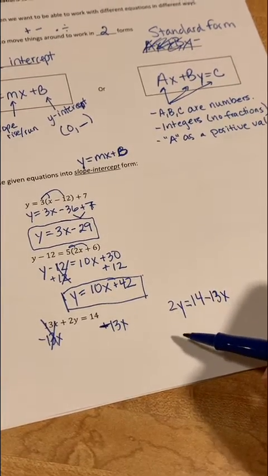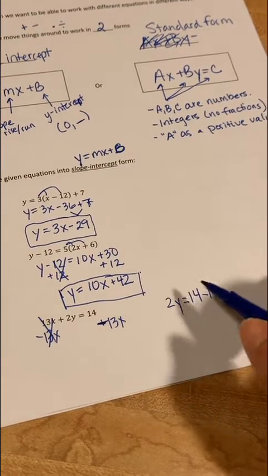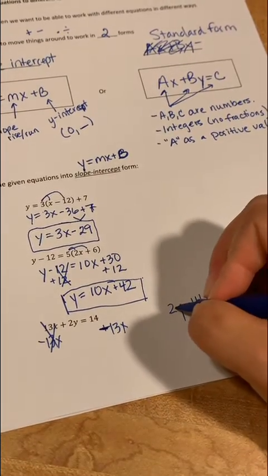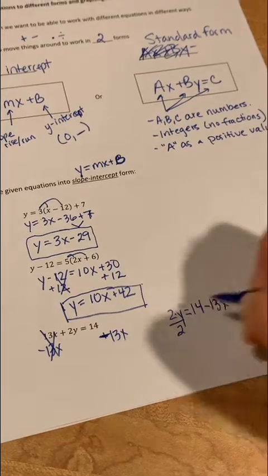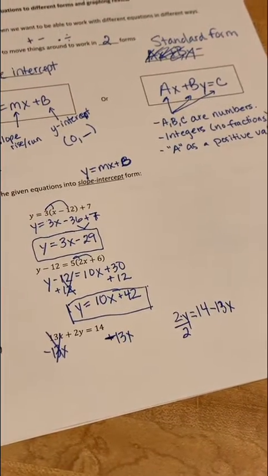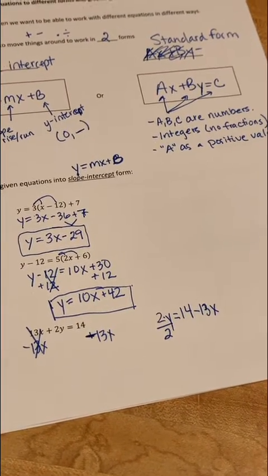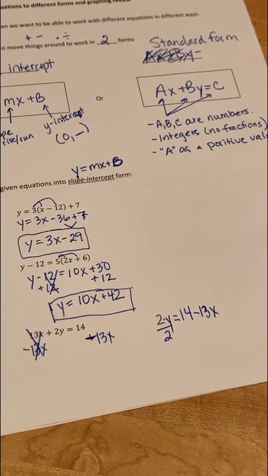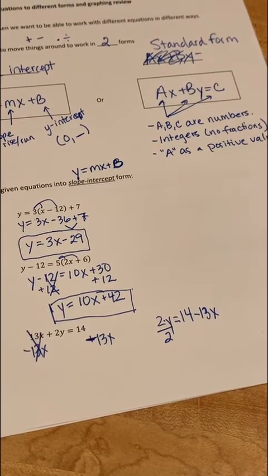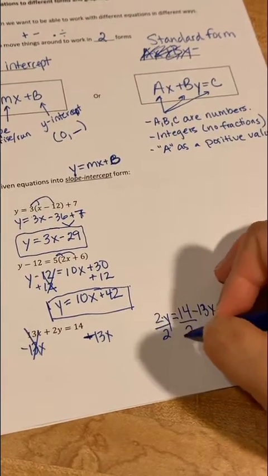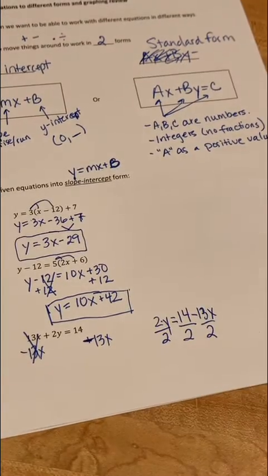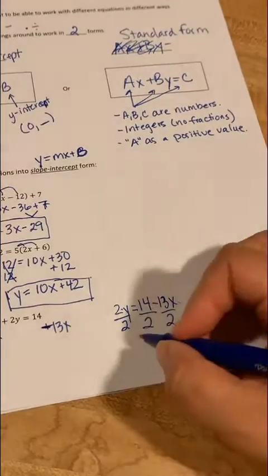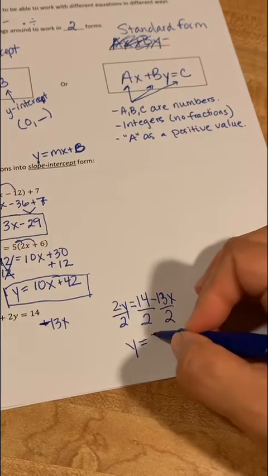Now, stuff you've done before is like, I need to get the y by itself. So how do we do that? Well, if there's multiplying, we divide. You do not get to pick and choose what to divide. It's like distributing: if you distribute, you distribute to all. If you're dividing, you divide all.